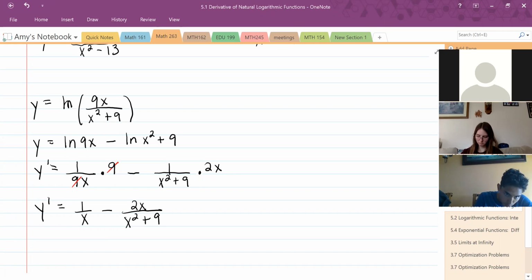So why don't you do the common denominator and reduce it? You absolutely could. It's just more work and it's not necessary. All right, cool.